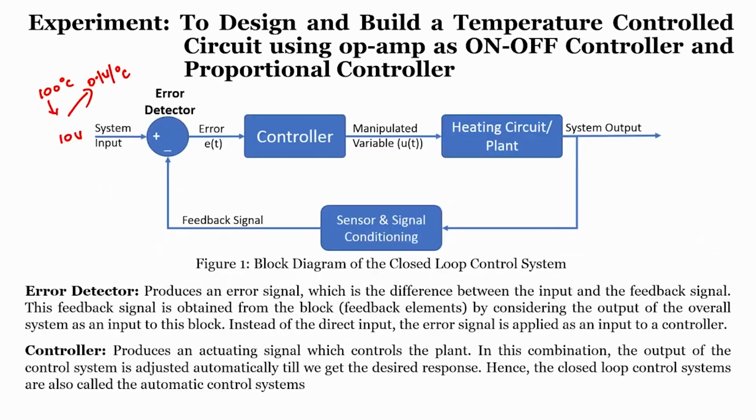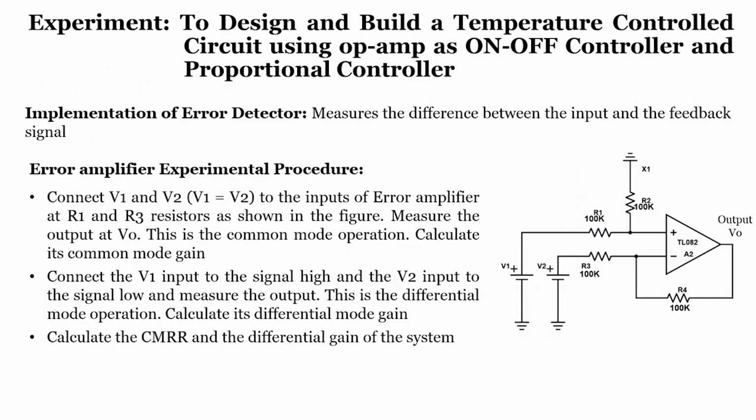Now, we will start with the simple error detector, which is nothing but a differential amplifier. When we see, right, this is a differential amplifier circuit. One input will be connected to the R1 R2 resistor pair, the other input is connected to the negative terminal, which is the input of R3.